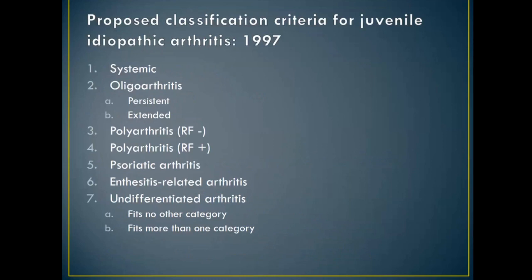And this is a really old classification criteria. It's over 20 years old. And this goes through all these different classifications, which it doesn't really matter. I'm just going to go over them. So this is what we're talking about today. We're talking about oligoarthritis, which is less than 5 joints, and polyarthritis.